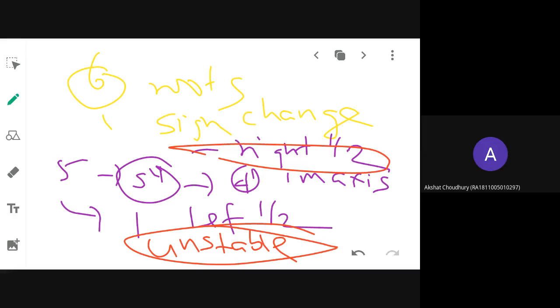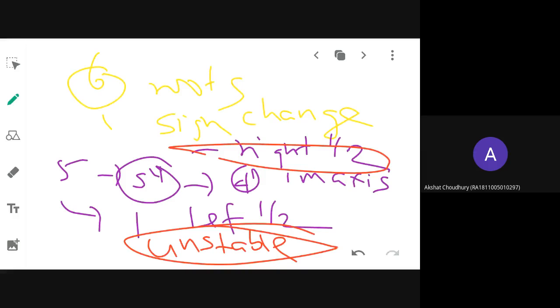Totally 6 roots. One sign change you are observing, so one root is located in the right half. The system will be unstable only. The remaining 5 roots are there. One even polynomial we have identified, that is of order 4. So 4 roots may be on the imaginary axis. The remaining one root is located in the left half.